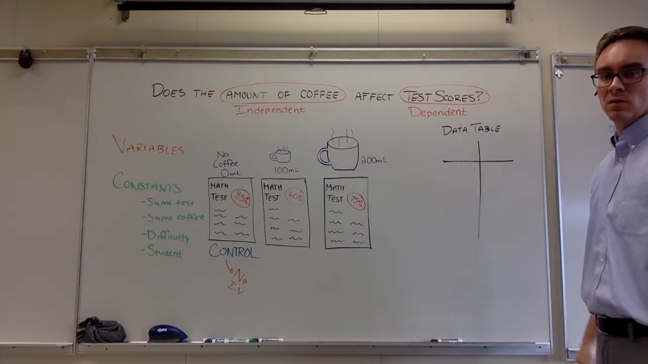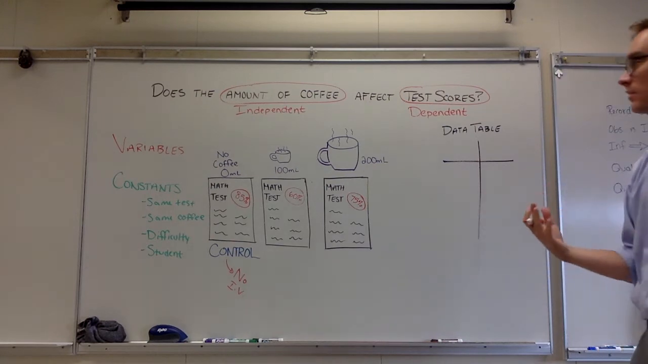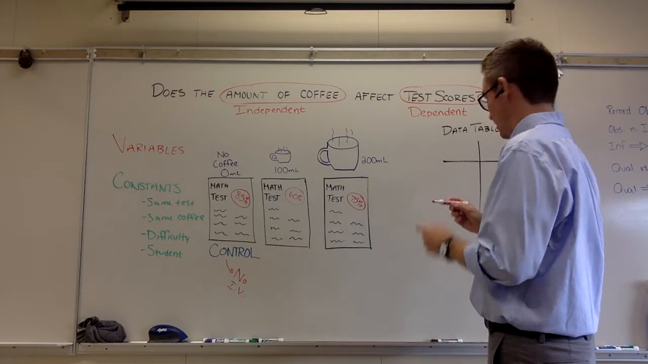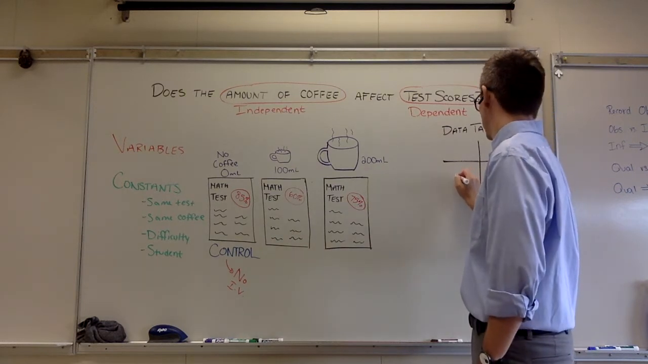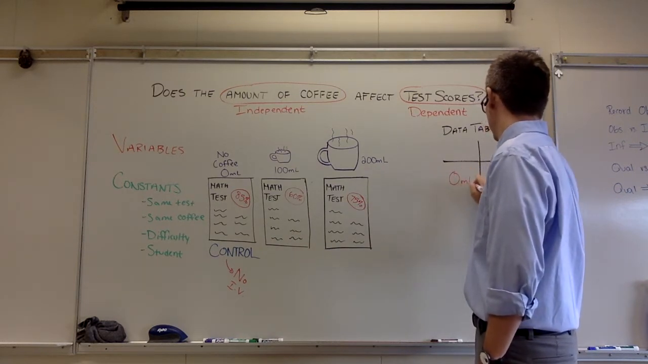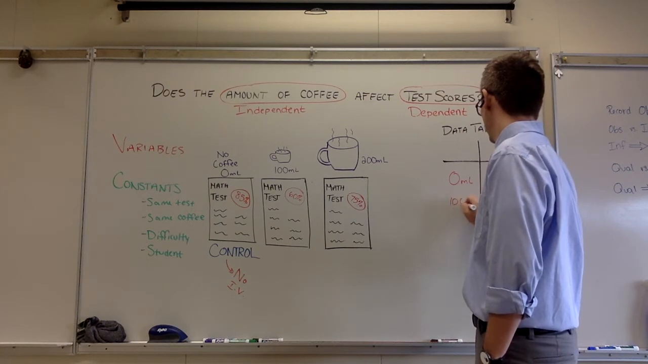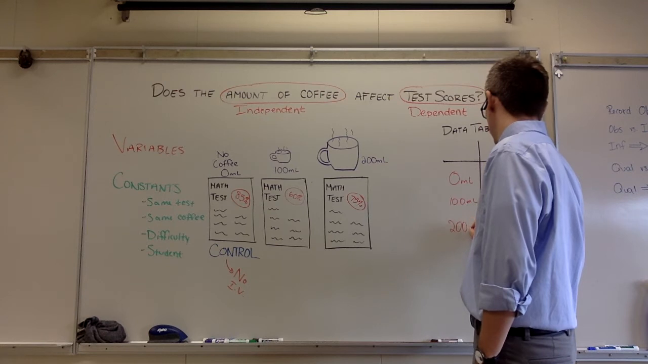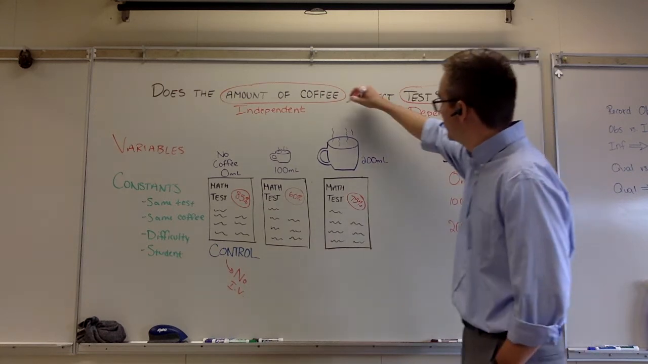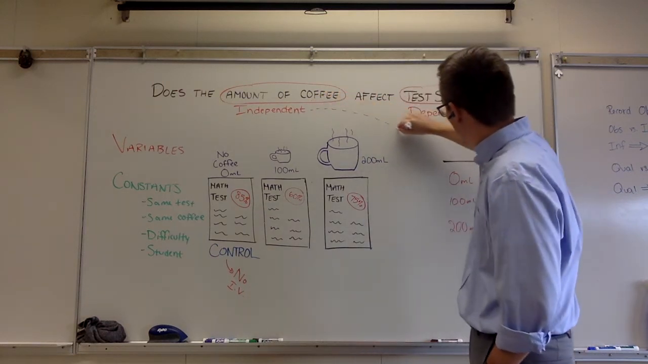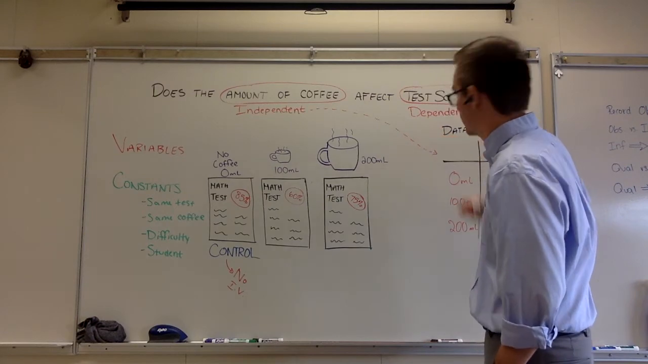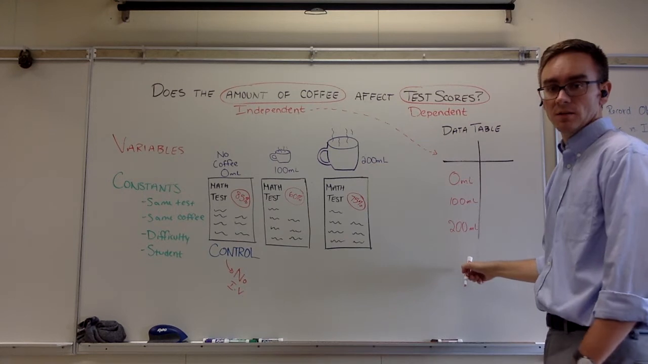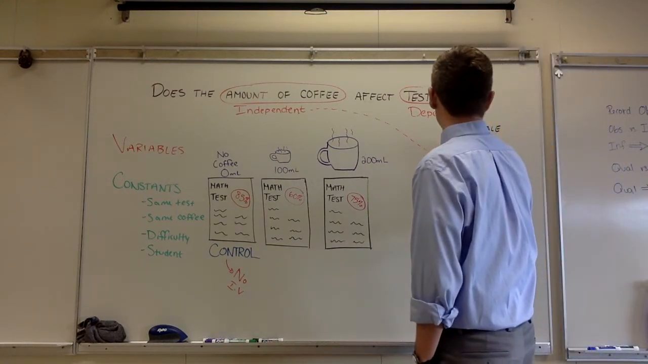Your independent variable is the one that you picked ahead of time. So I literally already knew that I wanted to do this as 0 milliliters, 100 milliliters, and 200 milliliters. Your independent variable goes in this first one here. Your independent variable always goes in the left column. So here's my amount of coffee.